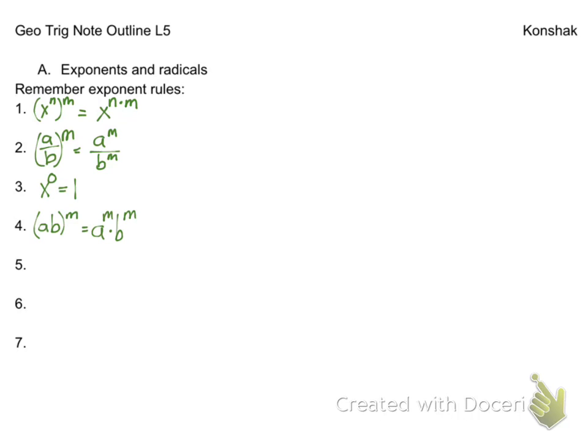What about just the quotient of powers? What if I had x to the n over x to the m? Subtract what? The exponents. So it becomes x to the n minus m.